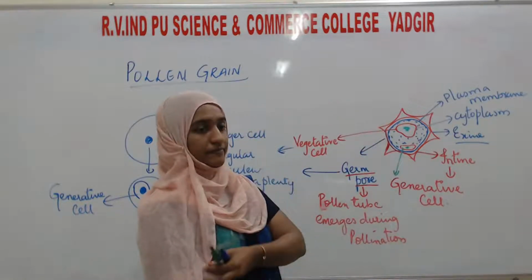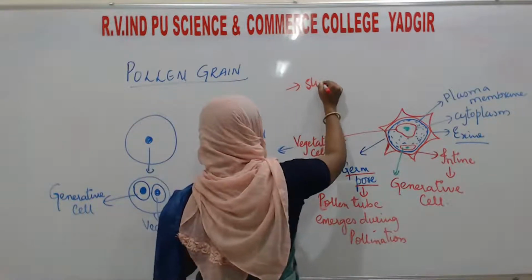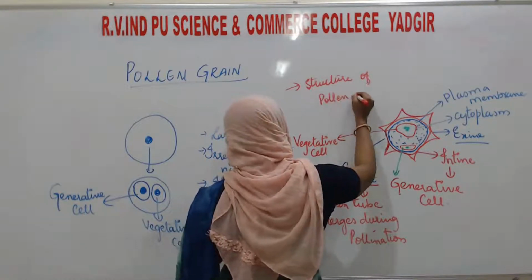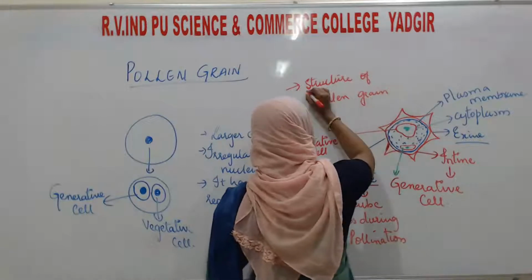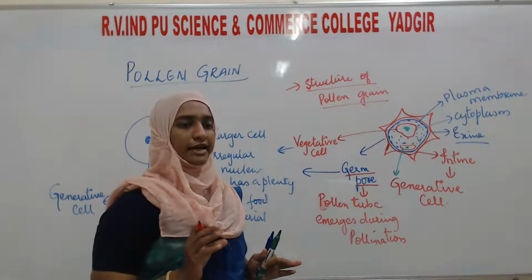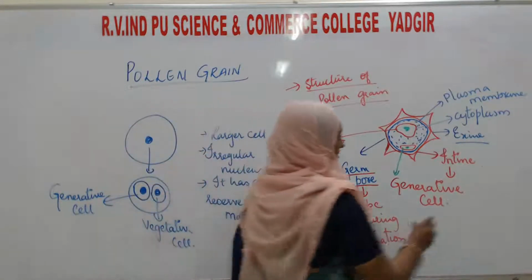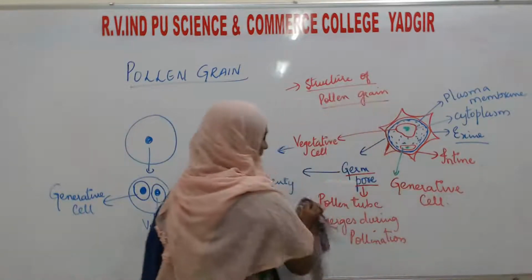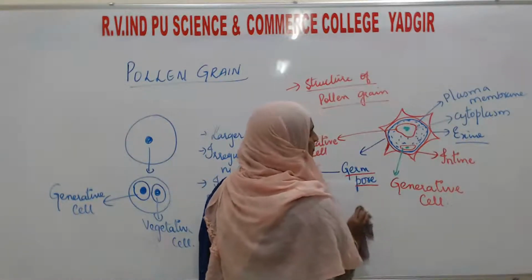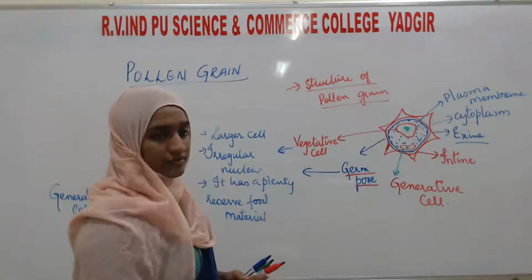Okay, see, if they ask, explain the structure of pollen grain or draw any labeled diagram of a pollen grain, you have to mention this diagram. In a very clear manner, you have to draw this diagram and label these things. What will be the labeling? First thing, you have to label the exine, intine, germ pore, then cytoplasm, plasma membrane, then two cells, that is the vegetative and the generative cell.